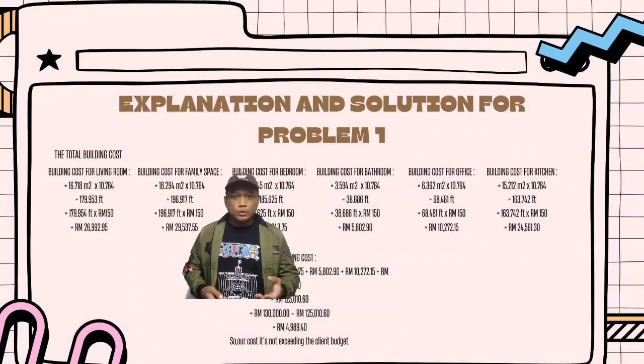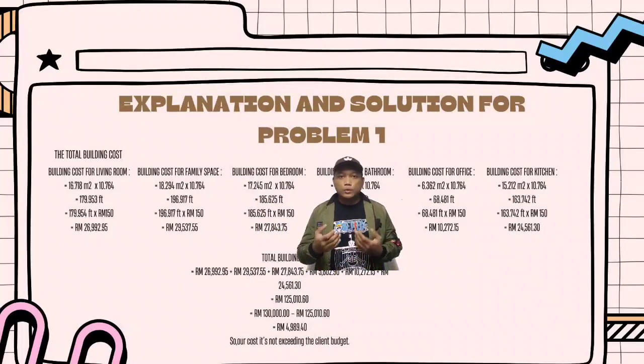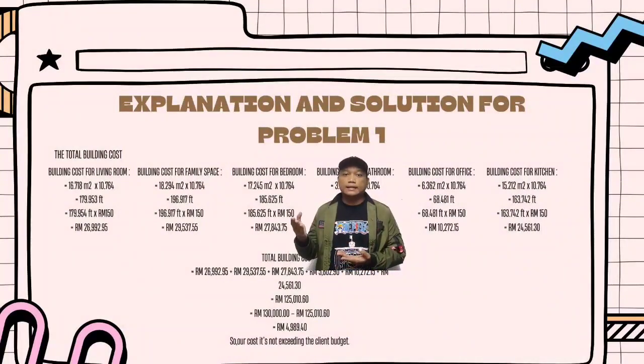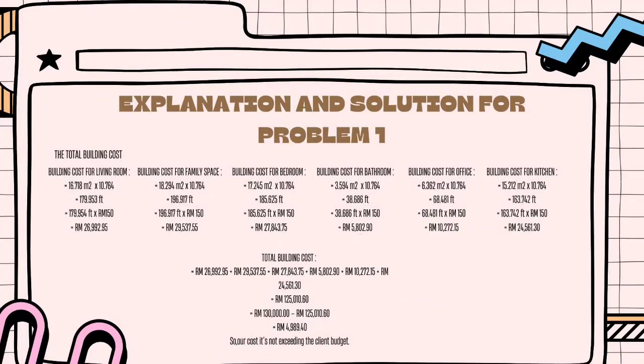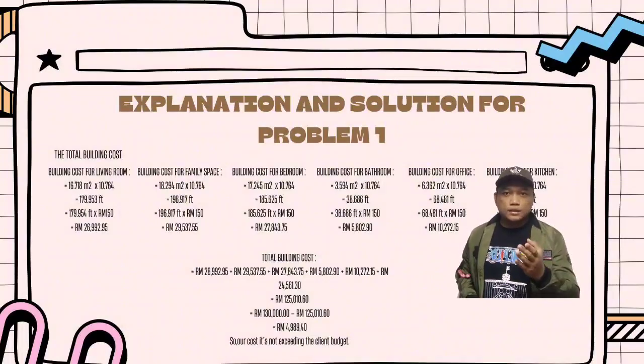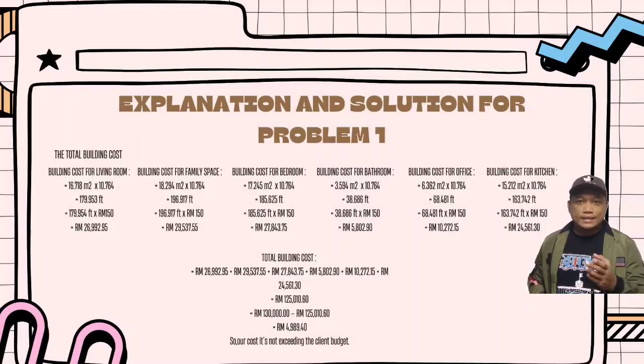For family space, we get 29,537 ringgit and 55 cents. For bedroom, we will get 27,843 ringgit and 75 cents. For bathroom, we get 5,802 ringgit and 90 cents. For office, we get 10,272 ringgit and 50 cents. And lastly, for kitchen, we will get 24,561 ringgit and 30 cents.